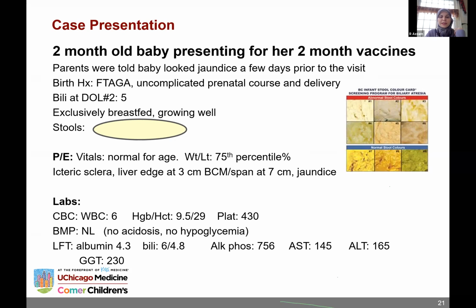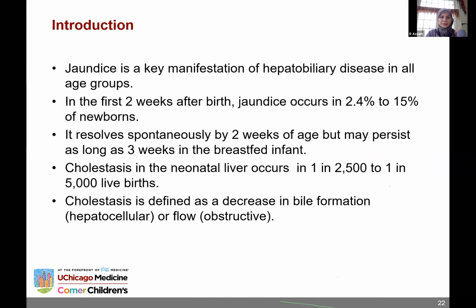The liver panel showed normal albumin, bilirubin total is 6, direct is 4.8. So you always write T/direct, and you do not put another slash for the indirect. Alkaline phosphatase was elevated, 700 something. AST and ALT were both elevated. Normal for this age will be around 40 to 50. And GGT, normal for this age, will be slightly less than 100, and it was 230. So definitely there are very abnormal parameters, levels on this liver chemistry.